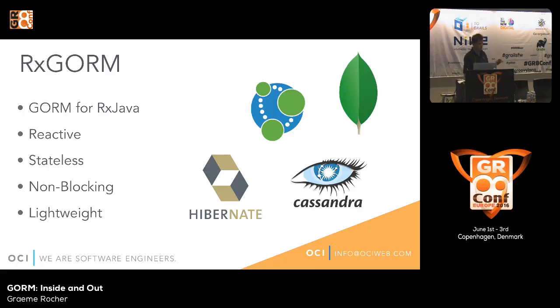I want to talk a little bit about RX Gorm. It's essentially Gorm for RX Java. And as I said, it's reactive. You may be aware that we have Gorm Async. Gorm Async is a way to isolate your Gorm blocking operations onto a different thread, but it's not a non-blocking implementation of Gorm, so we should get that confusion out of the way. So this is not Gorm Async. With Gorm Async, you run your Gorm operations on a different thread pool that you manage, but that thread pool still blocks when it's being executed. RX Gorm, on the other hand, is a completely non-blocking reactive implementation where there's no blocking whatsoever.